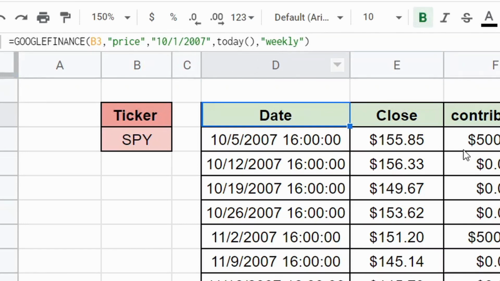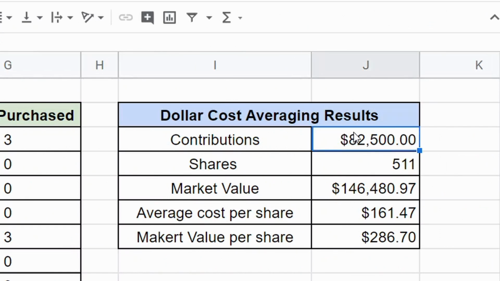And then for our dollar cost averaging results over here, you could see I just took the sum of all of the contributions. I took the market value, which was just the price times the amount of shares that we have. And then for the average cost per share, all I did was take the contributions and divide it by the shares.